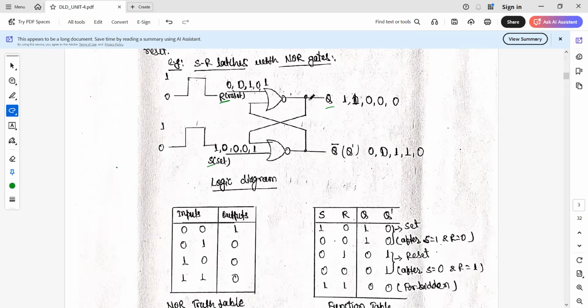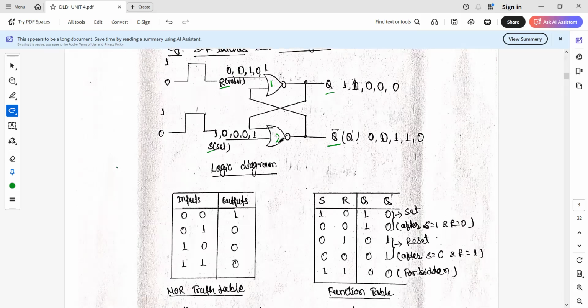If we number the gates, this is NOR gate 1 and this is NOR gate 2. It is cross-coupled: the output Q of NOR gate 1 is connected to the input of NOR gate 2, and Q bar, the output of NOR gate 2, is connected back to the input of NOR gate 1.